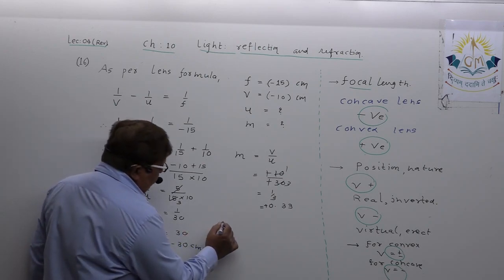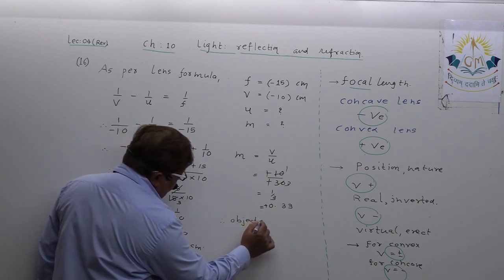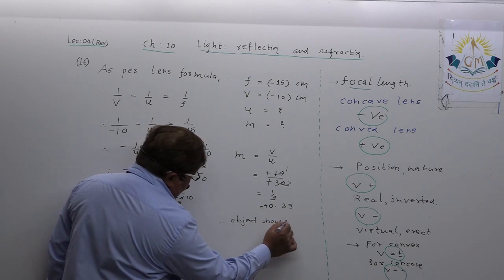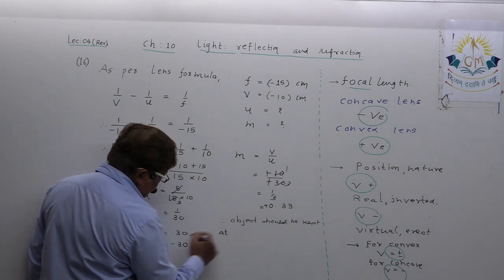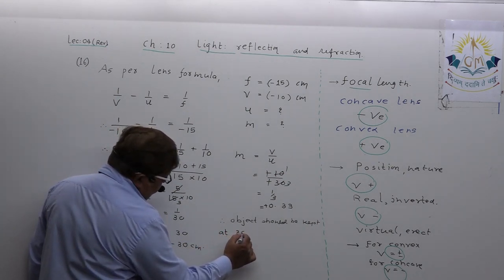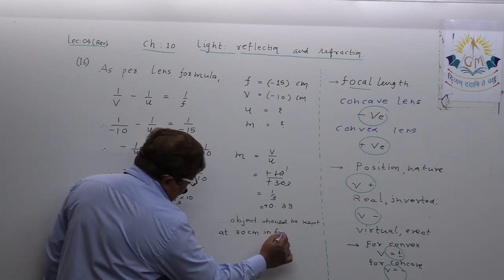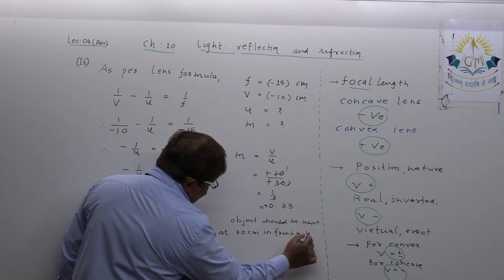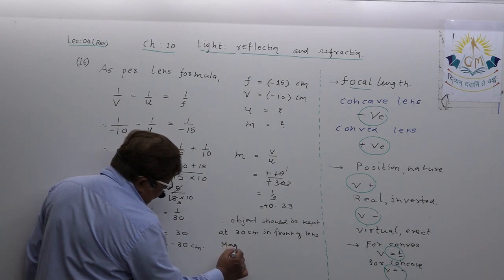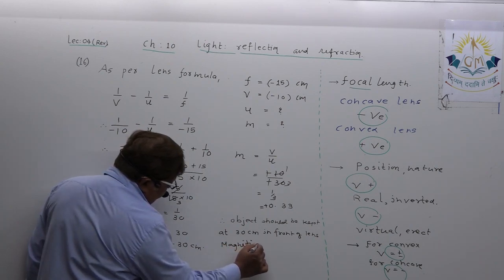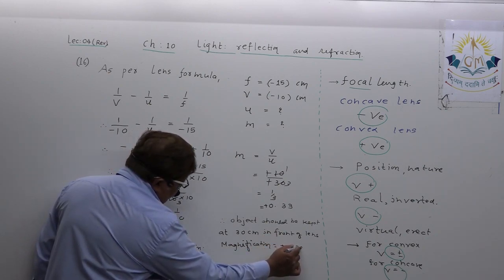So the final answer will be: object should be kept at what is the distance? 30 centimeter in front of lens. And what is the value of magnification? Magnification equals to plus 0.33.